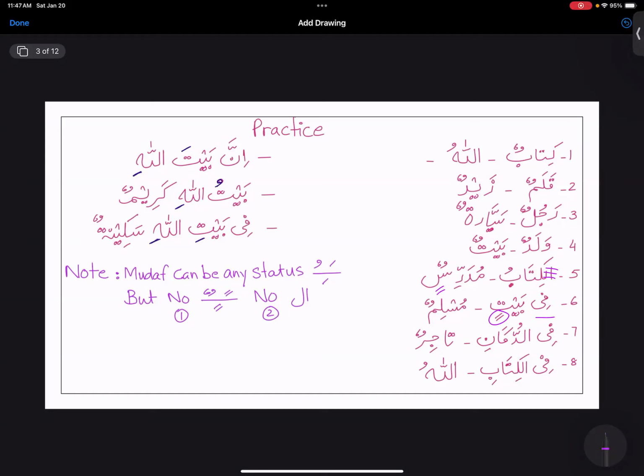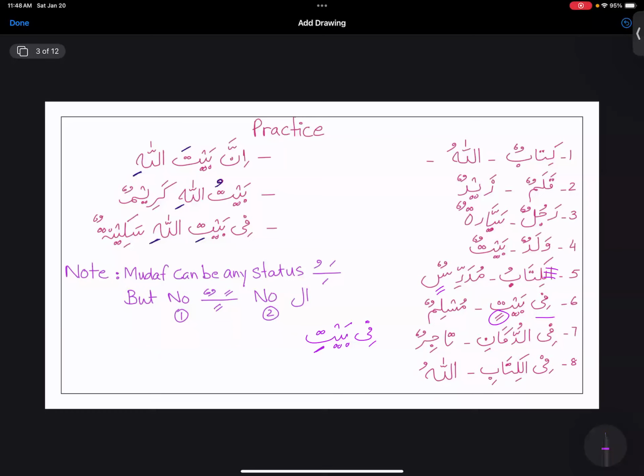Baiti Muslim. Baitu Muslim. Why Baitu? Why Baiti? Baiti, because fi is in front. So you're going to say fi, right? Baiti. And now fi needs a majroor. You are not going to deprive this fi of a majroor. You're going to give it a majroor, but you can make it light.